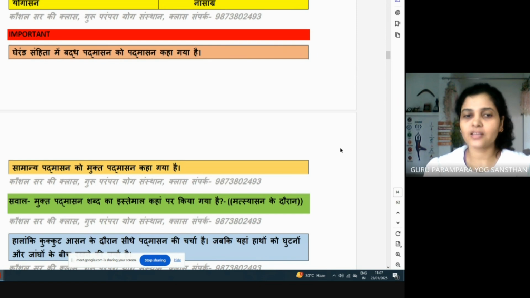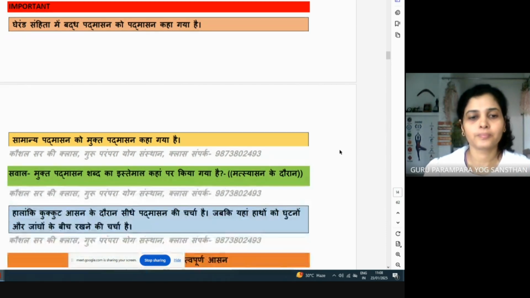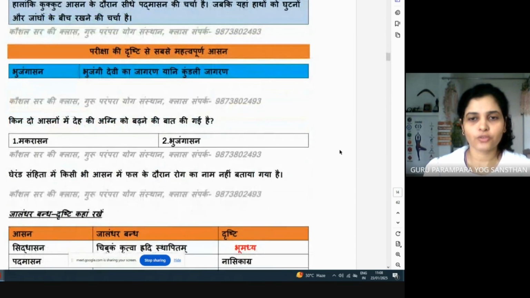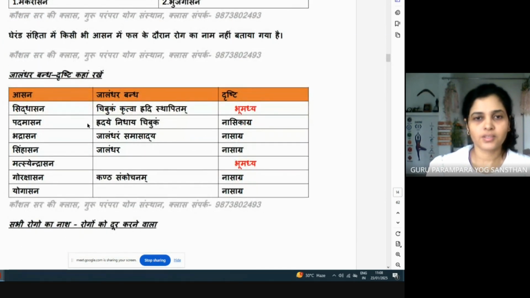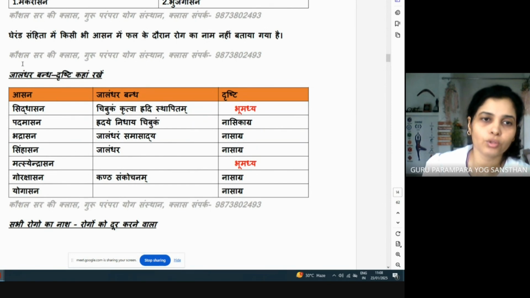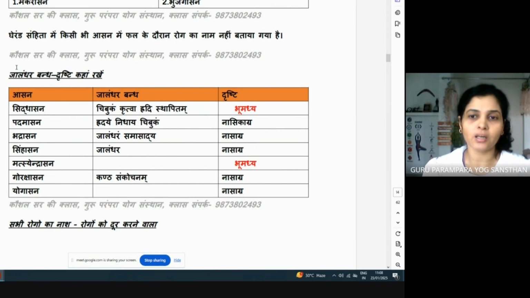I will be explaining these points as we read the shloka. But these are the most important points which you have to remember. This will look further. Yeah, this is where you have to perform the Jalandhar Bandh. That is actually 4 asanas where we have to perform it: Siddhasan, Padmasan, Bhadrasan, and Sinhasan.